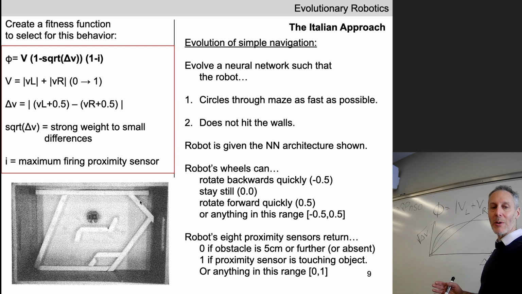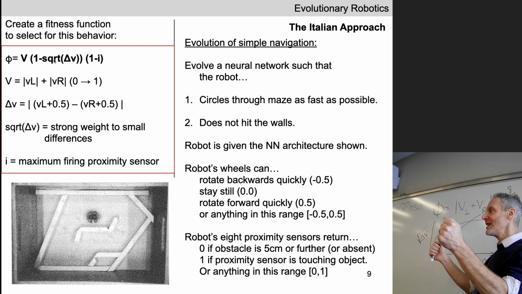So the closer the robot gets to any wall, the higher I starts to climb. 1 minus the higher value means this whole term starts to approach 0. And we're multiplying these 3 terms together, so phi starts to approach 0. There's a tension here, isn't there? Some of these terms are pulling the evolutionary algorithm in different directions.